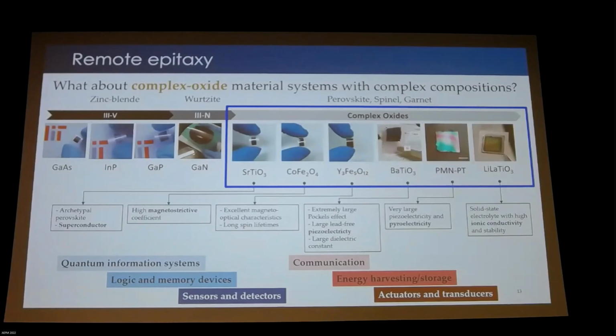Complex oxide is a very interesting material because, contrary to III-V and III-nitride materials, it can be used not only for logic and memory devices, but also sensors, detectors, communication, energy harvesting, storage, actuators, transducers, and also quantum information devices. So you can use only complex oxides to create all these devices and integrate them together in one platform.